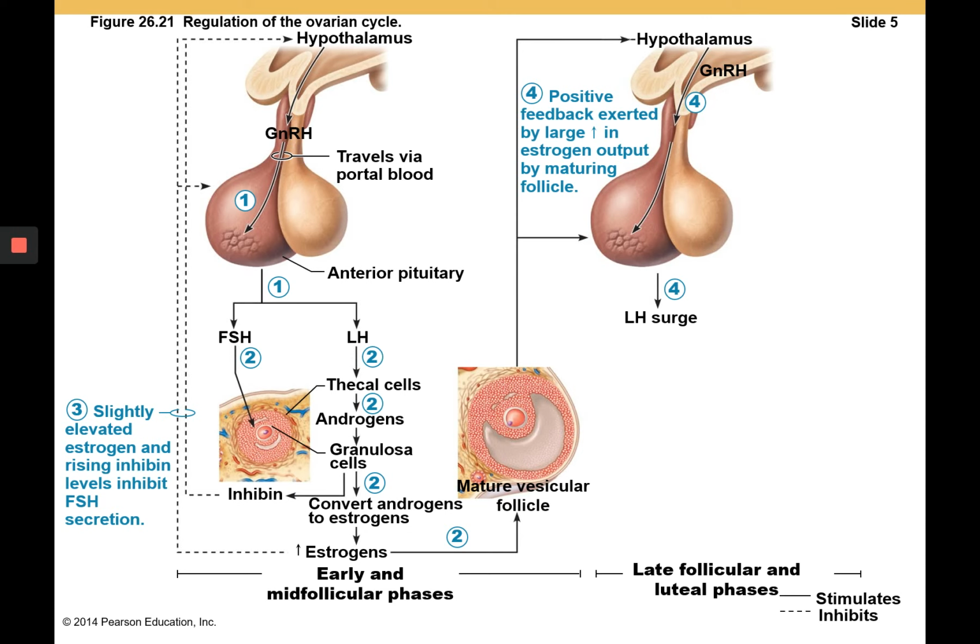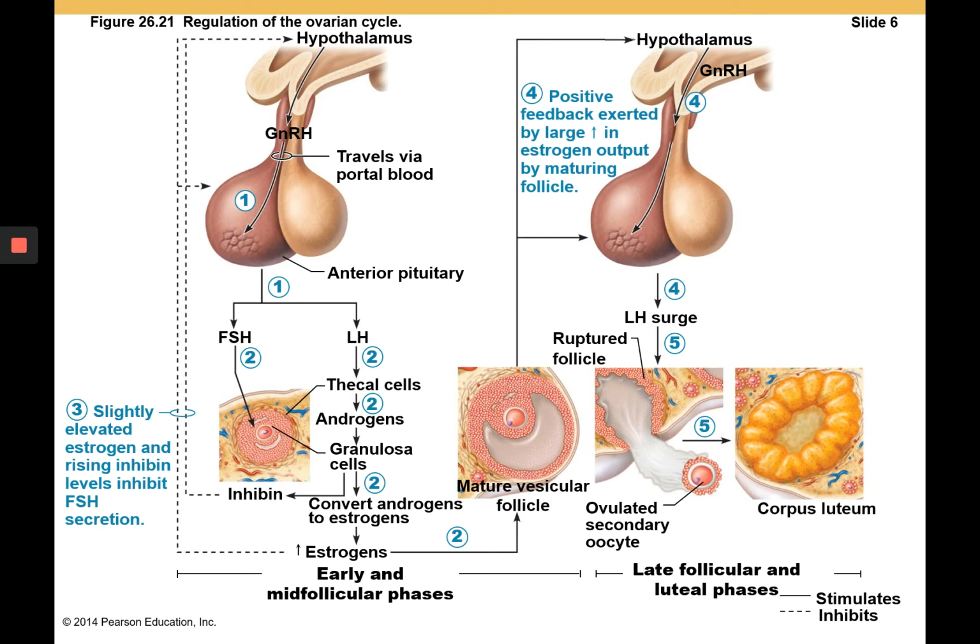Now, right before the negative inhibition of gonadotropins, there is a little bit of positive feedback exerted by the large amount of estrogen that is being put out by the granulosa cells. And that large amount of estrogen is going to cause a mid-cycle surge of luteinizing hormone. So a little bit of follicle-stimulating hormone as well, but it's the luteinizing hormone, the LH surge, that causes the rupturing of the follicle, or ovulation.